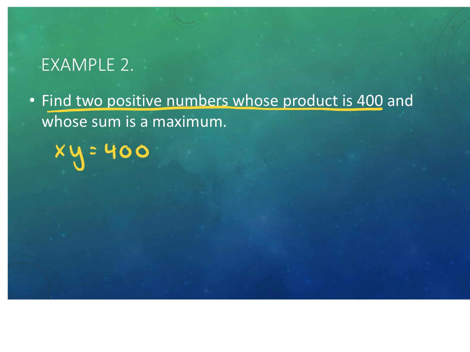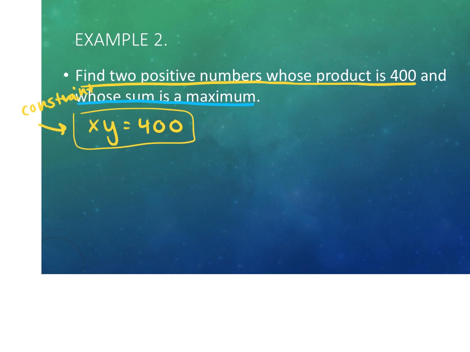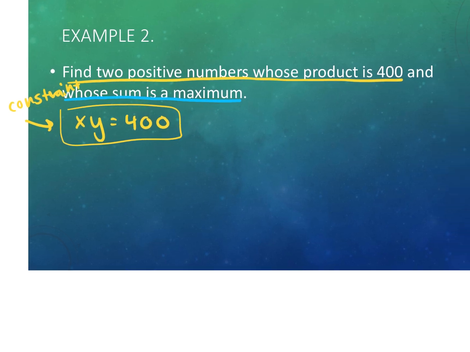This is going to be our constraint. We don't take the derivative of this one. This is our constraint. Doesn't change. Next part of this word problem says whose sum is a maximum. How would I write this in an equation?